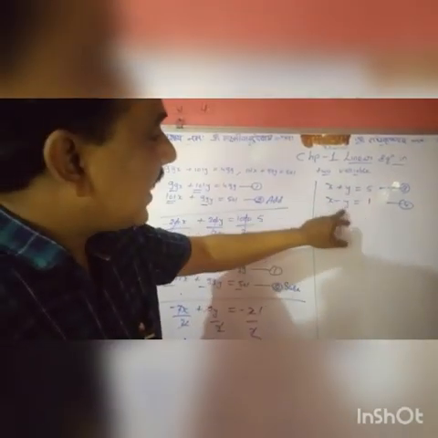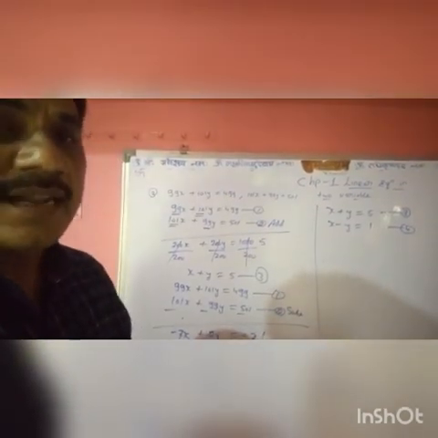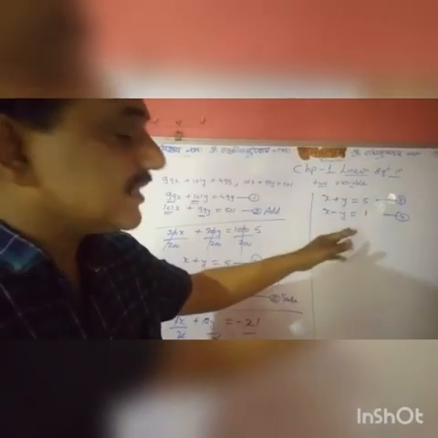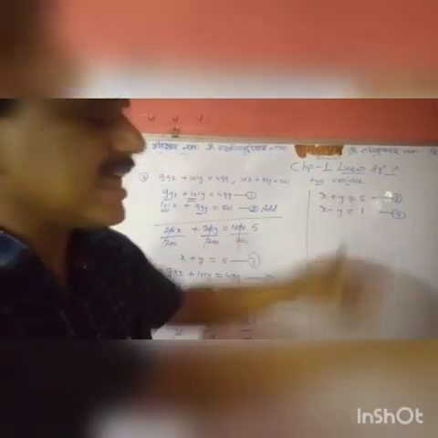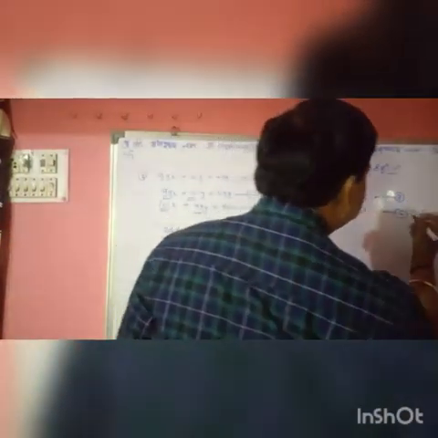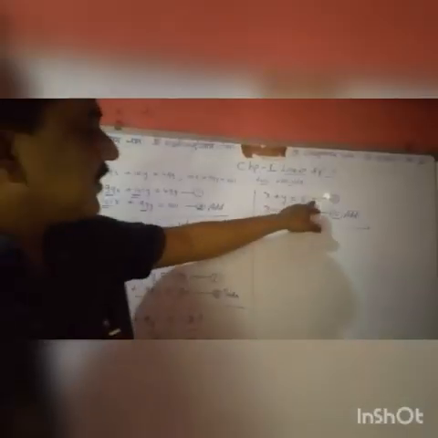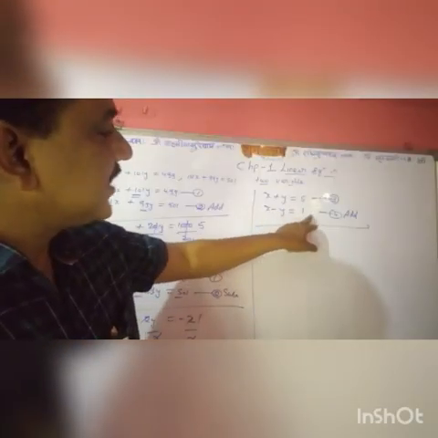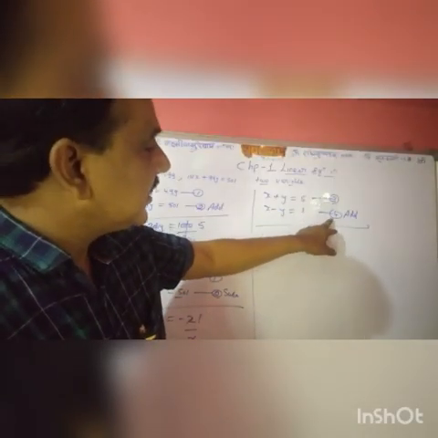Here plus y and minus y cancel by themselves. When the variables cancel by themselves, then we have to add the equations. Means equations 3 and 4 we have to add. x plus y is equal to 5, x minus y is equal to 1. That is equation 3 and equation 4.